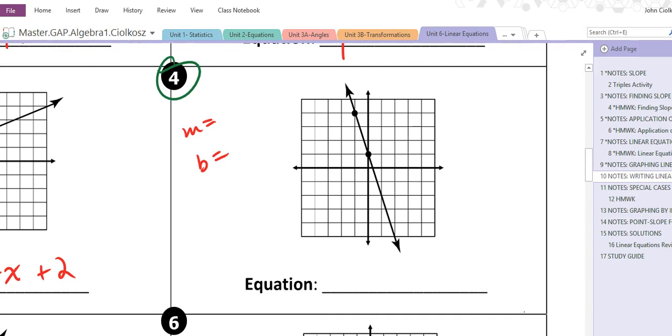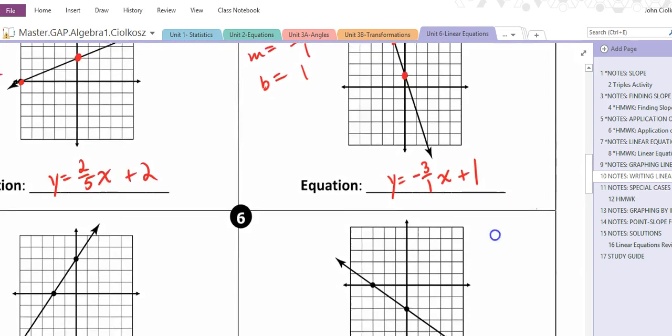Moving on to 4. Again, we go from left to right. So it looks like I'm going down, so I know my slope's negative. Down 1, 2, 3, so it's negative 3. I go over 1, so over 1. My b, where it's crossing here, is at positive 1. And again, here you could just write negative 3 as well, but if you want to keep it over 1, that's totally fine with me.